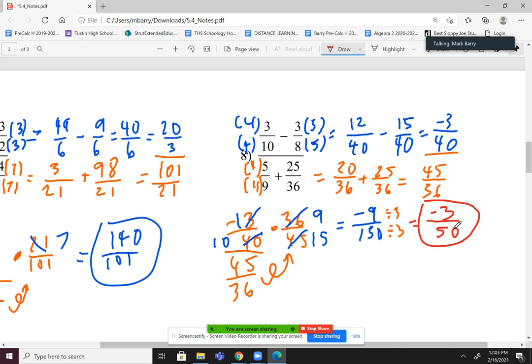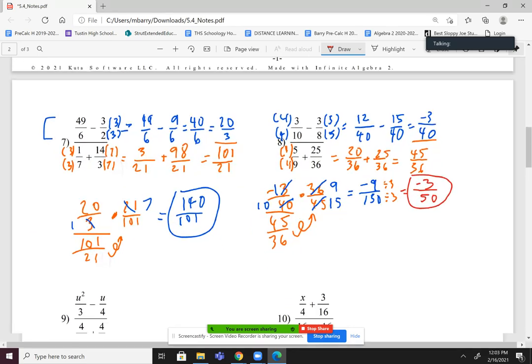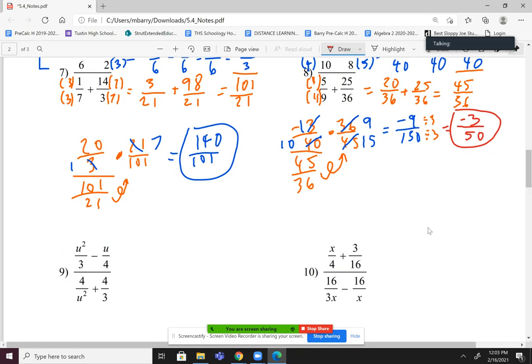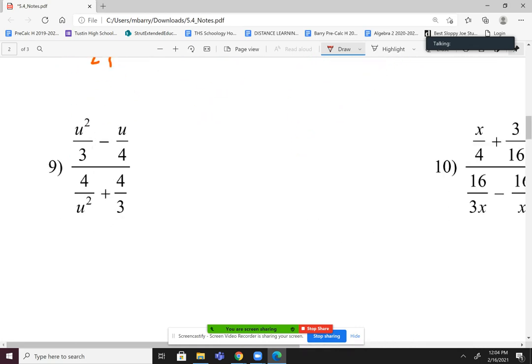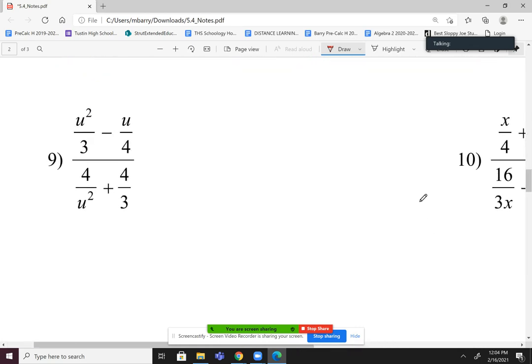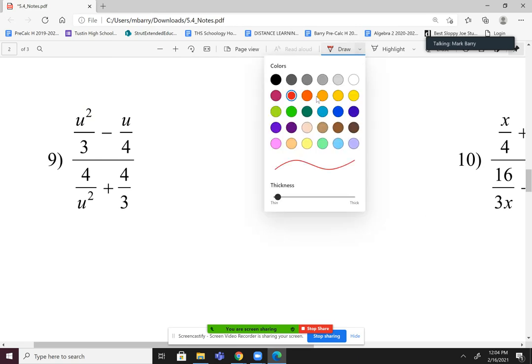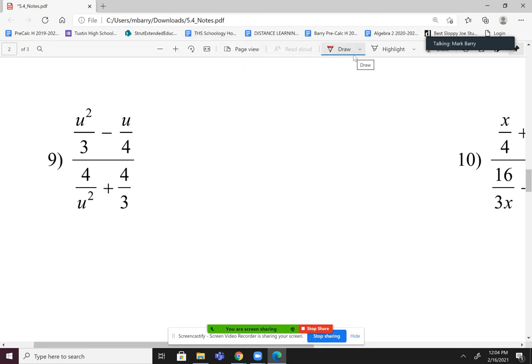Okay, what do we got here? 4 more? Yep. All right, let's do it. Okay, now we're going to throw some variables in here, but same process. Okay, I'm going to do the numerator first. So number 9, we got to get a common denominator up top. This one's got to be multiplied by 3. This one's got to be multiplied by 4.